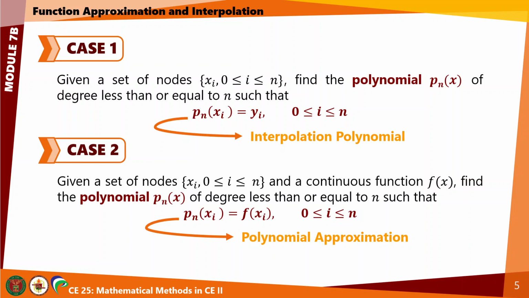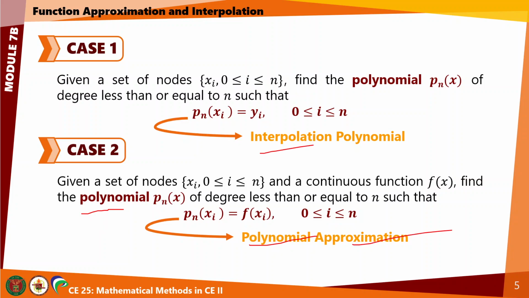Okay, again, if what you have is just a set of points and you don't know the exact function that represents all those data points, ang kinukuha natin is an interpolation polynomial. Okay? For case 2, if you have a given set of nodes x and you know a continuous function that represents these points, okay, alam mo na yung function na yun, and you're just approximating that function using a polynomial p sub n of x, then what you're doing is a polynomial approximation.